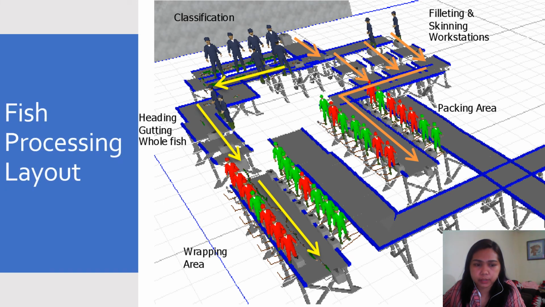We have here an example of a fish processing layout. We have here the filleting, scaling workstation, heading, gutting whole fish, the wrapping area, and the packing area. So this is just an example. A processing layout could be different from other productions, depending on the product that is being produced in that production.